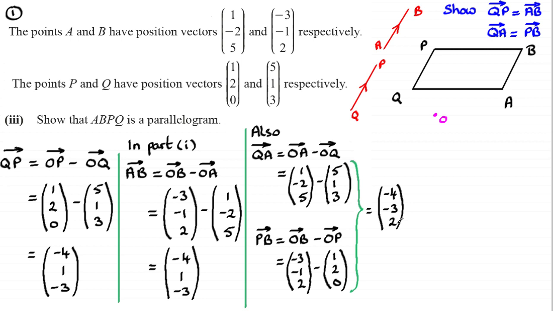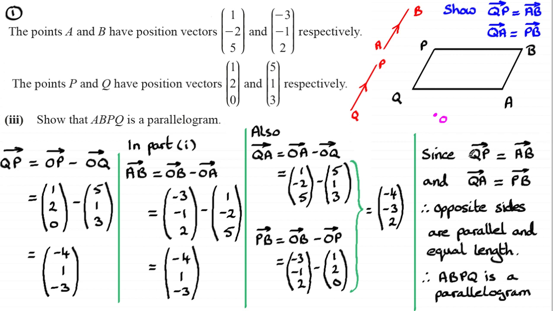So what do we say? We need to put a conclusion in there, and this is my conclusion. Since we've seen that QP is equal to AB and QA is equal to PB, it's telling us that the opposite sides are parallel and equal length. Therefore, don't forget to say that you've proved that ABPQ is a parallelogram. So what am I trying to show you? I'm trying to show you not to be scared of just drawing a shape in when we're working in 3 dimensions. You don't need any coordinate axes or anything like that. You need to know these standard results, and just take care on a question like this. Okay, let's move on now.